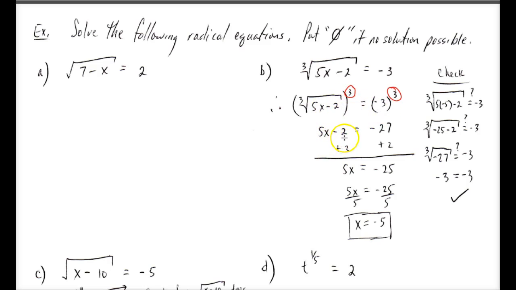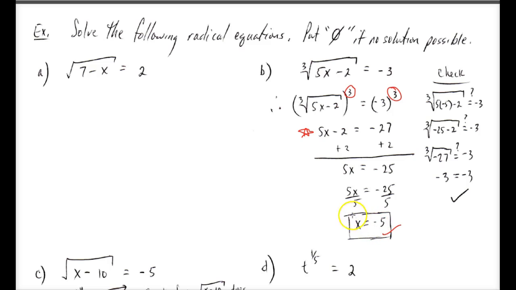So we just have 5x minus 2. And on the right side, we know that -3 cubed is just -3 multiplied times itself 3 times, which gives us a -27. So from that point, we have a nice linear equation there, and we just solve it for x. So we add 2 to both sides. We get 5x is equal to -25, and then divide both sides by 5, and we get x is equal to -5.